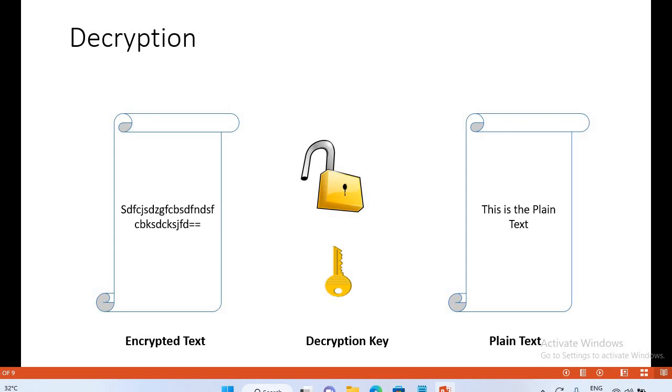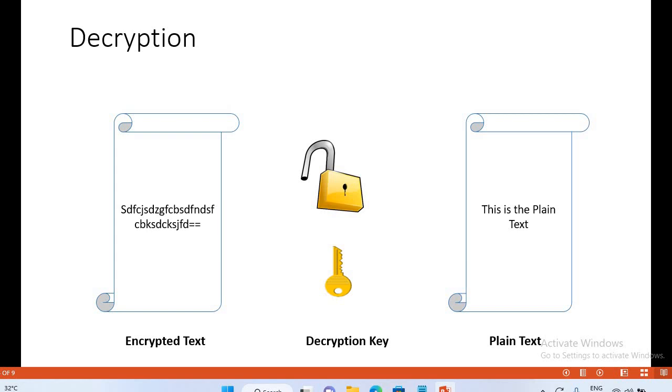Suppose there is a sender and a receiver, and the sender wants to send data to the receiver. Via the internet, whenever the sender sends the data, there may be some chance that the data will be stolen. To overcome this issue, we use encryption and decryption.